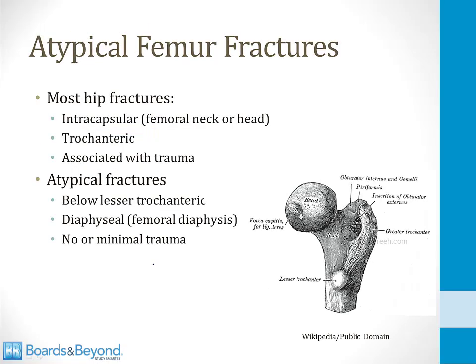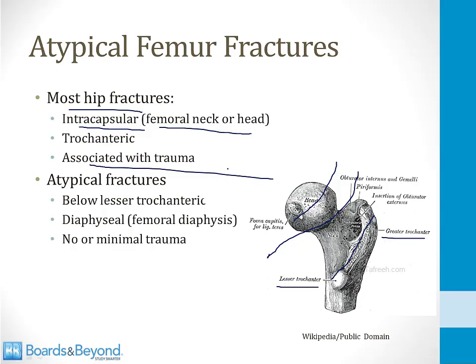So let's talk about the atypical femur fractures first. Most hip fractures are intracapsular, meaning they occur in the femoral neck or head. So right here on this drawing, either at the neck of the femur or at the head. Some are also intertrochanteric, which means they occur right above the trochanters here, the greater and lesser trochanter. And these are the type of hip fractures that are associated with trauma that you commonly see among elderly patients.